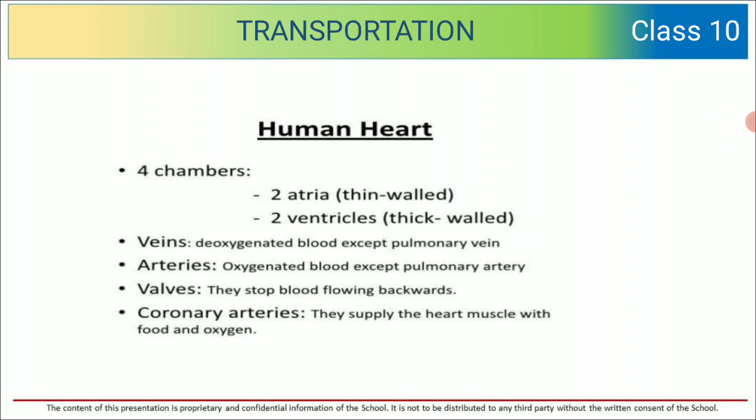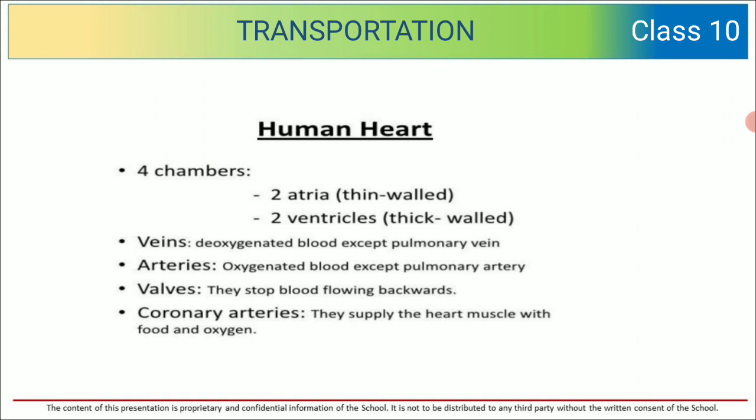See, the human heart consists of 4 chambers, 2 atria and 2 ventricles. What do these 2 atria look like? They are thin walled, and the 2 ventricles are thick walled. Veins carry deoxygenated blood except the pulmonary vein, and arteries carry oxygenated blood except the pulmonary artery. Okay, so the pulmonary artery and pulmonary vein are exceptions.